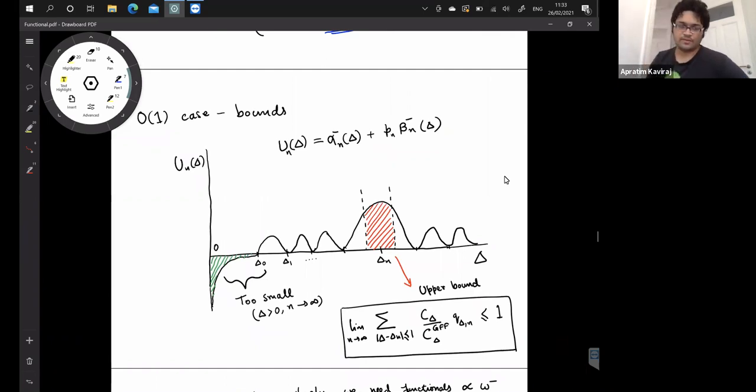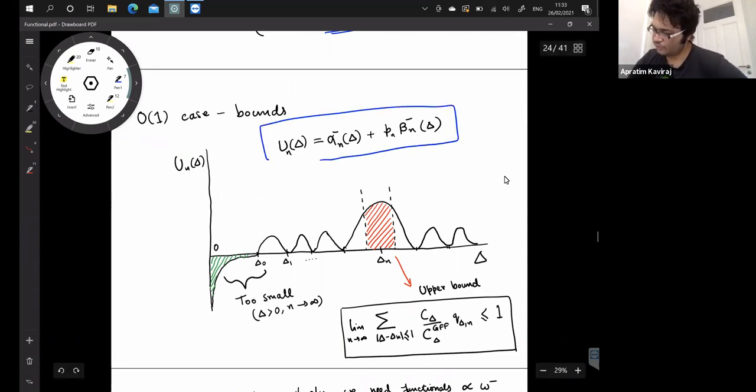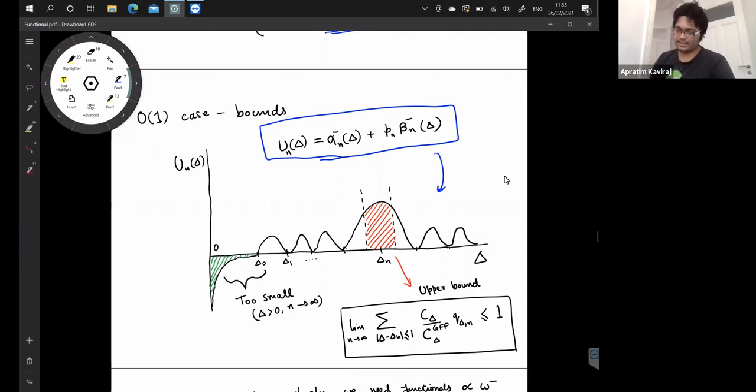So this is how a bound can be obtained from the O1 functional. One takes a combination of alpha minus and beta minus such that their action is the following. If you plot them against delta, close to the identity there is some finite value. But if you are a little bit away from the identity, the action is too small, and also negative.